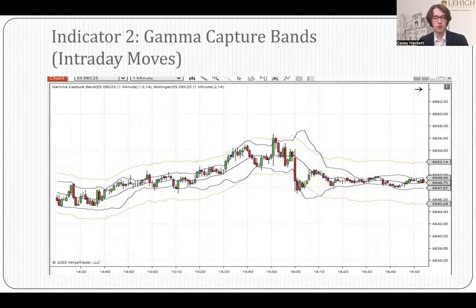Next, we have gamma capture bands. These are in the orange, and we have them compared to Bollinger Bands in the blue, which you can see are very erratic and maybe hard to get a good signal off of. The gamma capture bands are less volatile, again, because we are more representative of actual market volatility, not just random spikes in the past hour. And again, they can be used as breakout points to know if you want to buy or sell, especially you can see around the 4 p.m. market. That's a great breakout.